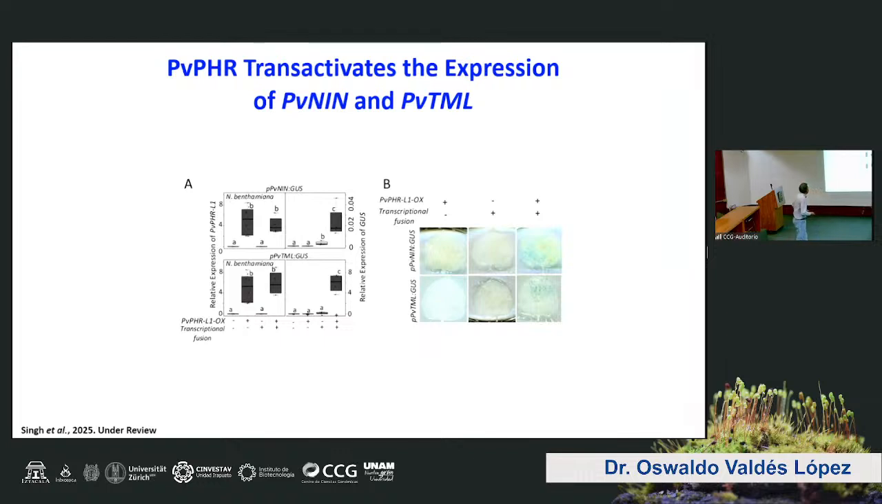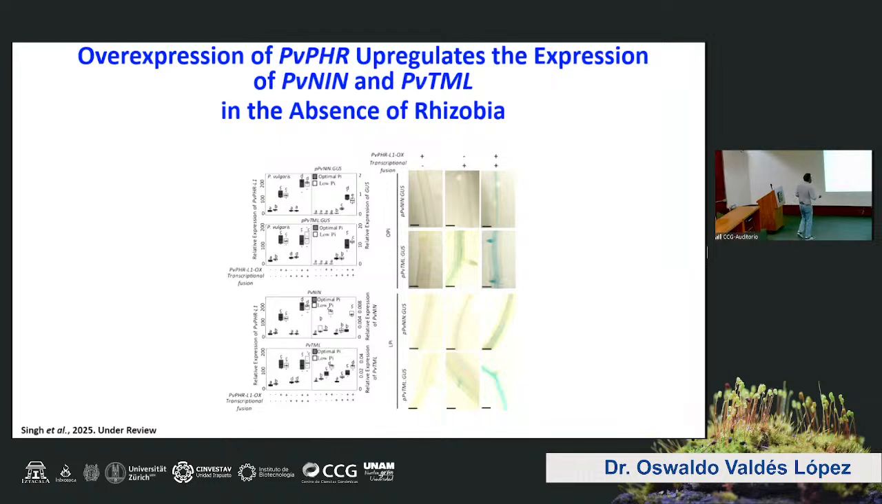I say, well, what I did was transactivation assays in transgenic roots of Phaseolus vulgaris, and basically, again, under optimal nitrogen condition and low phosphate condition, also in roots we can observe that PHR transactivates NIN. And here, TML has a very low expression in the absence of PHR, but when we overexpress PHR together with the transcriptional fusion of the TML promoter, we can see an increase in the transcriptional activity of these promoters. Again, this is under low phosphate condition in the absence of rhizobia. So low phosphate, in the absence of rhizobia, is activating this master regulator.